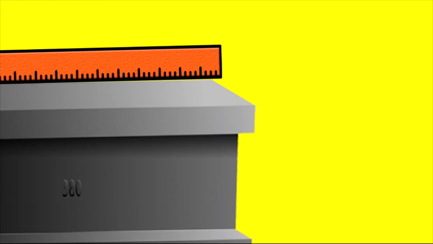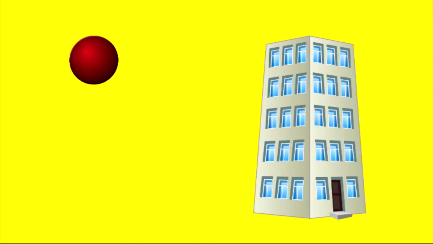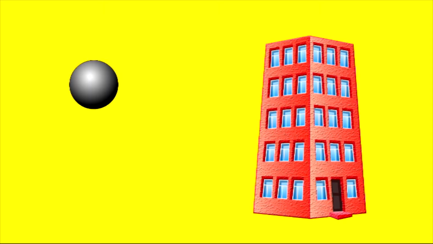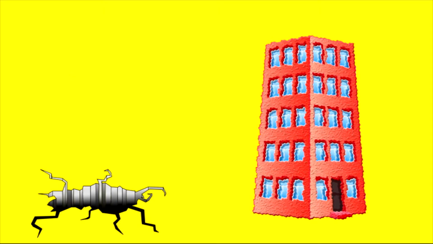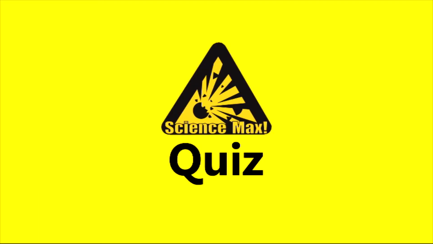A steel bar can be stretched to 1% of its length and still spring back. A rubber band can be stretched 300% or more. The difference between the two is why we make balls out of rubber and buildings out of steel, because the other way around wouldn't be good for balls or buildings. This has been a Science Max quiz.